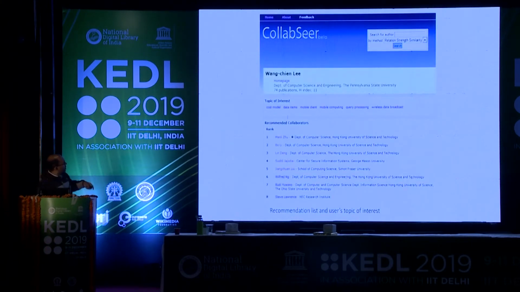So this is what it looked like, and it was recommending the collaborators based on, in this case, generally just the name. So it picked up all the areas that person had worked in and gives you a set of people in ranked order.